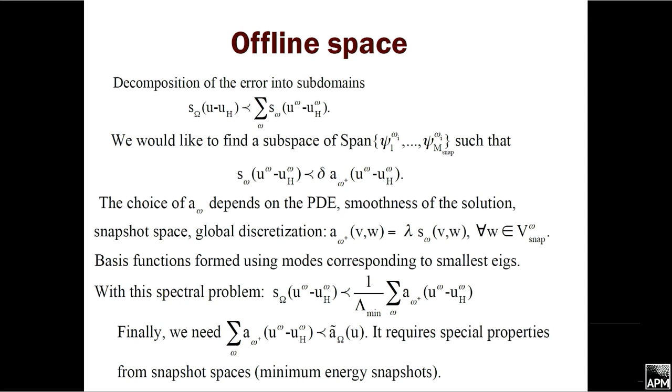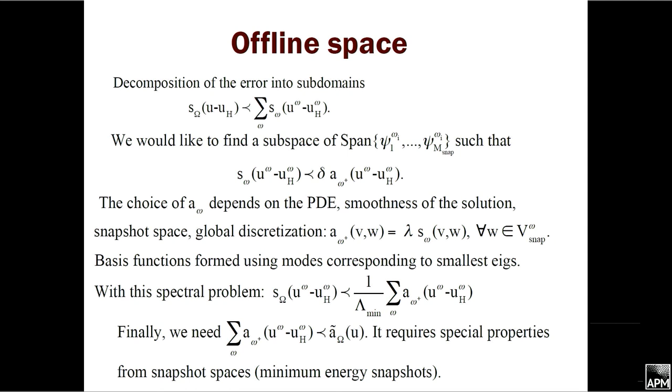Then in each region, we have an error. This is u_omega solution minus this multi-scale solution. We estimate it through another bilinear form, and we have to make sure this doesn't blow up. So for example, for a multi-scale problem, we don't want to go to the higher derivative, right?